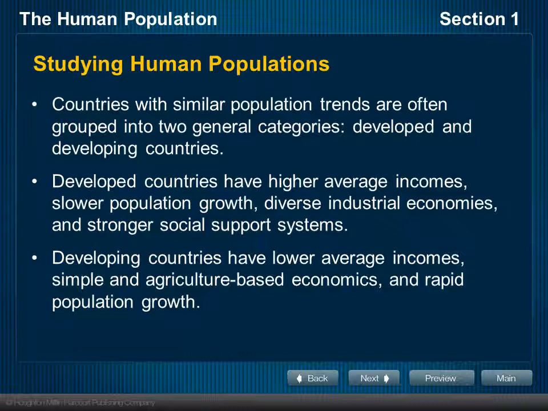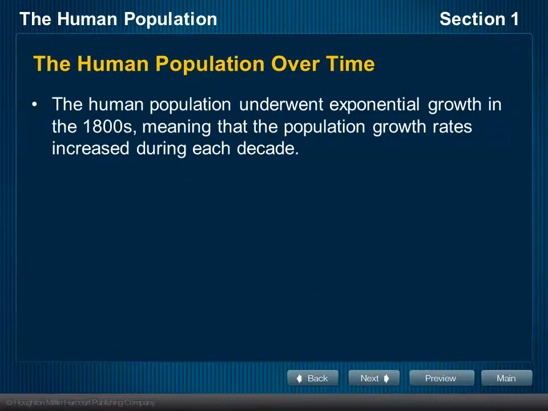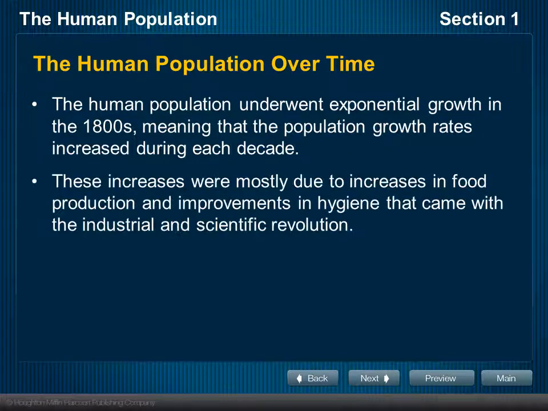And they have rapid population growth, which basically means they're having lots of babies, which historically makes sense in terms of an agricultural-based economy, but they're probably having lots of babies for other reasons as well. When we look at the human population over time, when we take a worldwide historical trend look at population, we see that the mid-1800s is very, very important because it's the first time in human history we see a human population exponential growth or population explosion, where we saw growth rates increasing each and every decade.